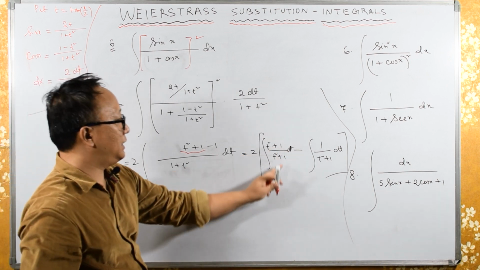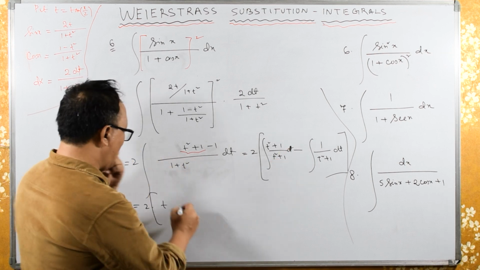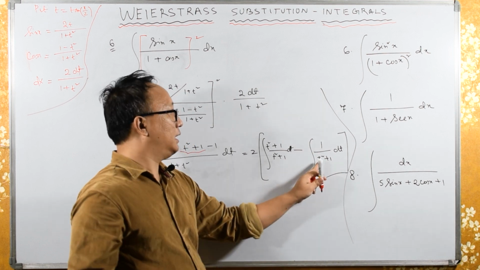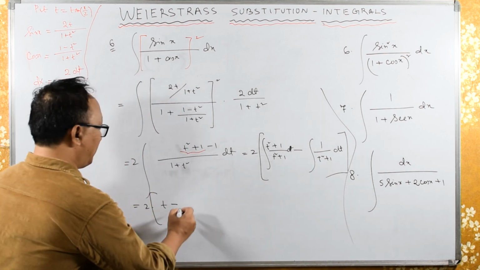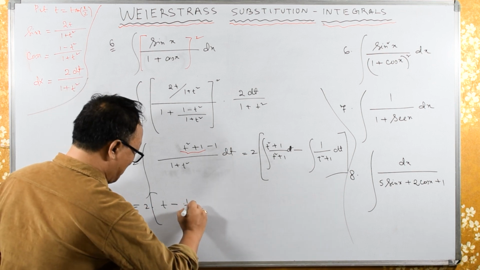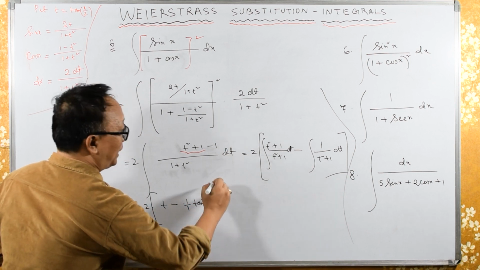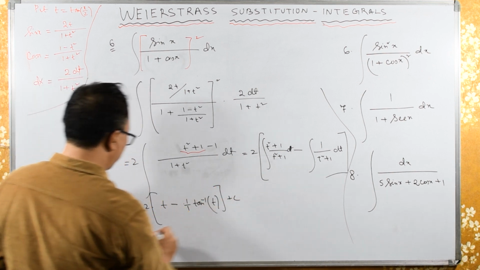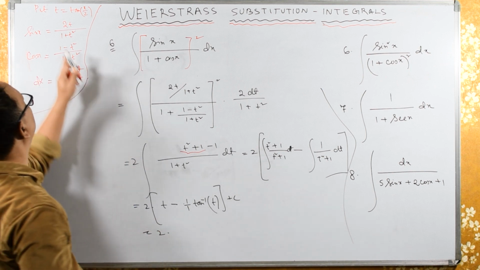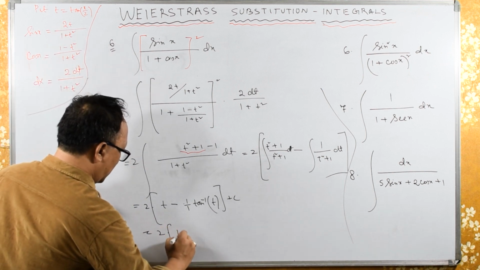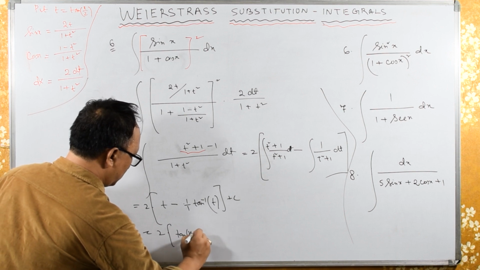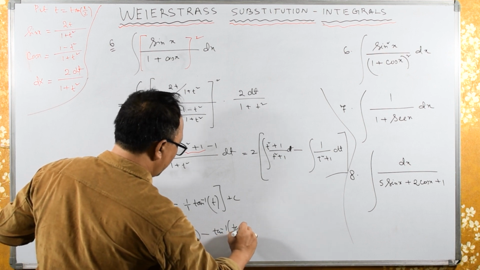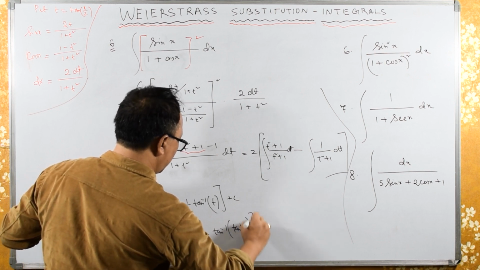Here we have only 2 into the integral of dt, which will give only t. Minus, the integral of 1 upon x square plus a square is the same as 1 by a, meaning 1 by 1, tan inverse of x by a, meaning t upon 1, which is t, plus some constant. You compare, what is t? t is tan of x by 2, minus tan inverse of x by 2 plus c.